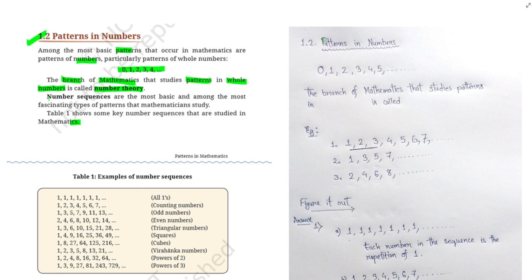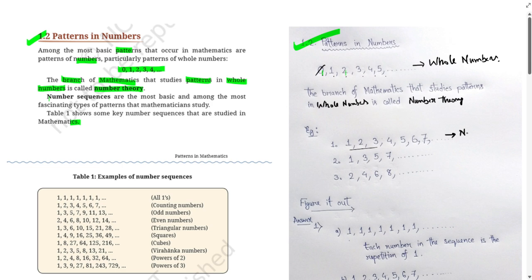First, let's see here. Patterns in numbers: 0, 1, 2, 3, 4, 5. These are whole numbers, as we have studied, and this definition we have already studied. The branch of mathematics that studies patterns in whole numbers is called number theory. Next example: from these whole numbers we can find the natural numbers by not considering 0. We can write 1, 2, 3, 4, 5, 6, 7. This is called natural numbers.